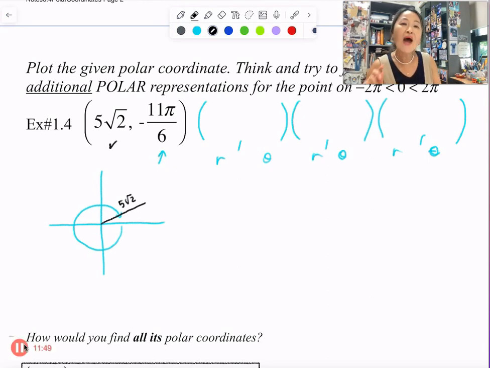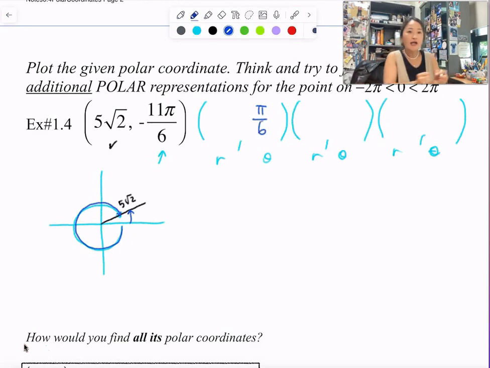But now, how else can I get there? Well, I think the easiest one is, if I went 11 pi over 6 this way, I could go pi over 6 in the positive direction. And how much should I go forward? If I turned pi over 6 this way, I have to go forward the same amount, 5 root 2. Easy peasy. How else can I get there?